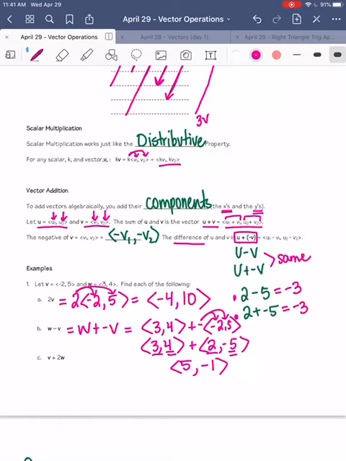And then the last one is V plus 2 times W. So I'm going to do negative 2, 5 plus 2 times W, which is 3, 4. So I'm going to go ahead and distribute here only. So I'm going to bring my negative 2, 5 down, plus, and then that'll give me 6, 8. And now I can find my final answer. So I'm going to add the components, the x's, and then I'm going to add the y's.